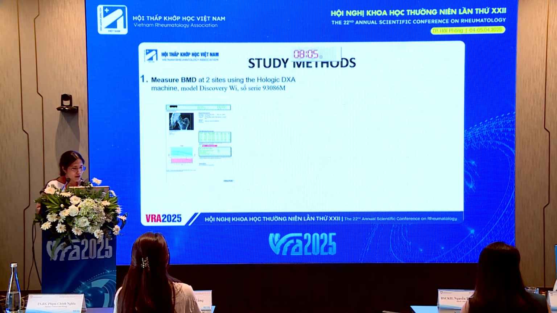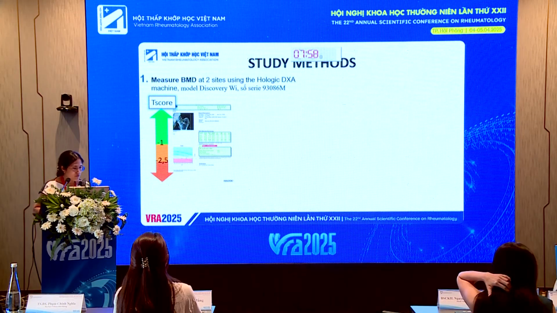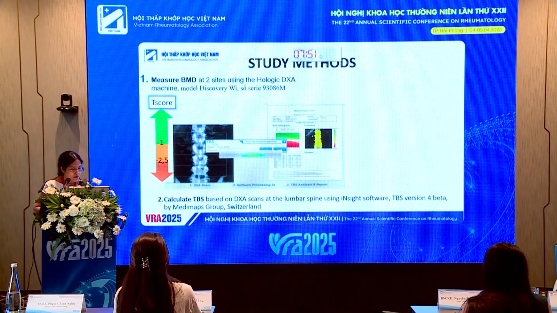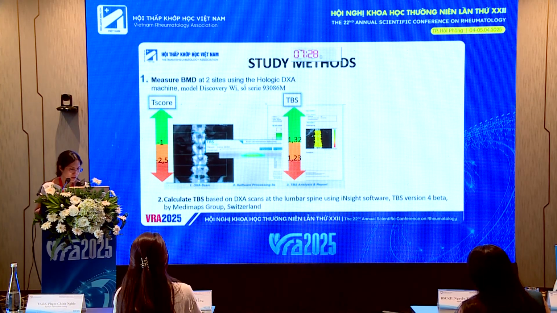In our study, we also measured BMD at the sites by our machine. With that measurement, we defined the osteoporosis criteria according to WHO. Then we calculated the TBS based on the DEXA scan. Those are the analyses from our collaborative team in Switzerland, the Medimaps group. We also categorized the TBS into cutoffs of 1.32 and 1.23 to be normal, partially degraded, and degraded, where degraded is low TBS.